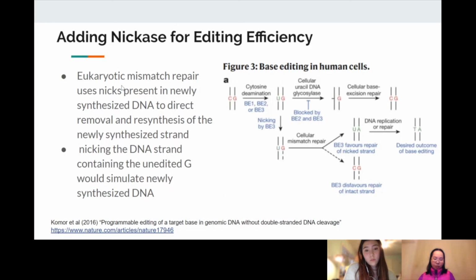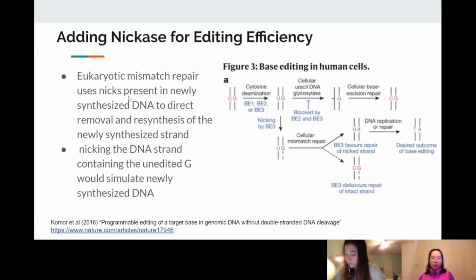So the eukaryotic mismatch repair uses these nicks. And nicks are a cut in a single strand of the backbone of DNA. So not a double strand, just one strand of DNA.